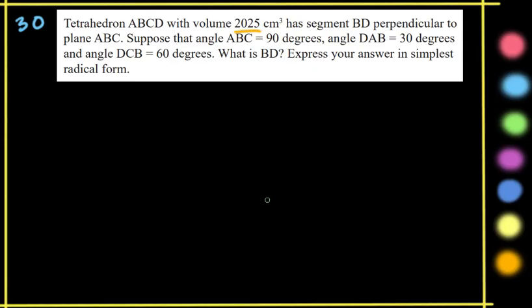So let's draw a right angle here. B is a right angle in the plane. And then you've got an A and you've got a C, something like that. And then it says DAB is 30 degrees. Okay. Oh, wait, hold on. It said BD is perpendicular to plane ABC. So that means D is coming out of the screen above B. It's perpendicular, straight up out of the screen here.